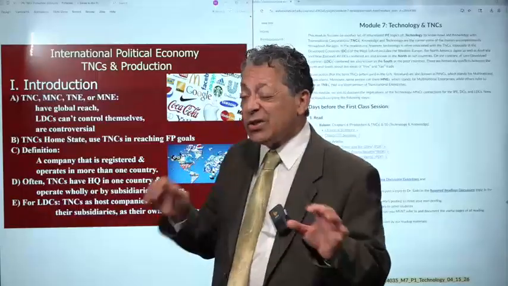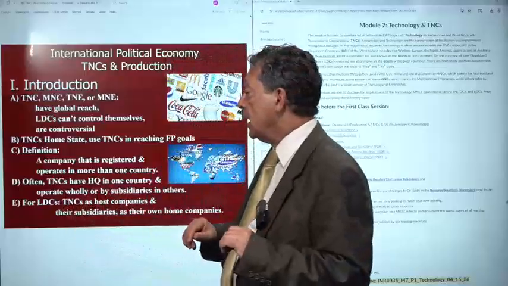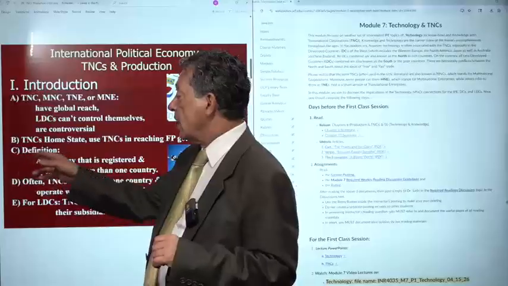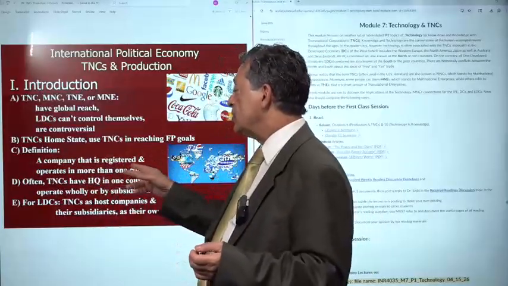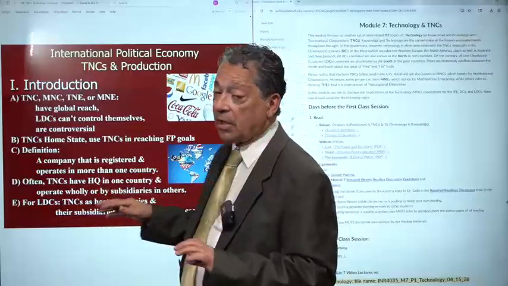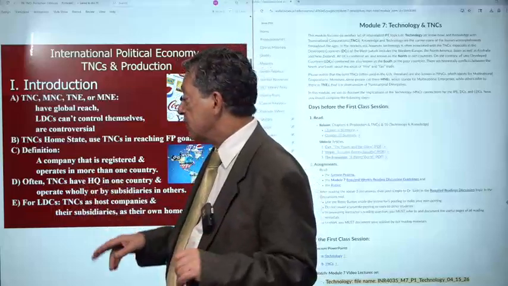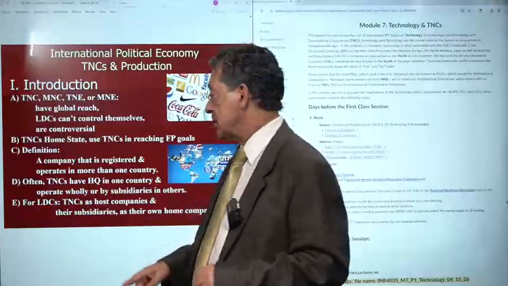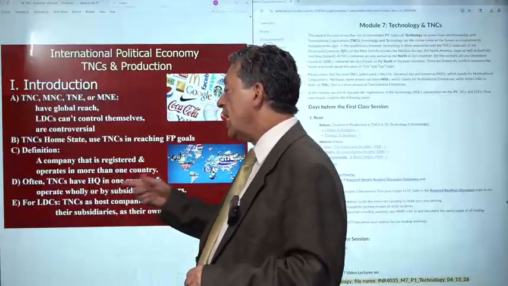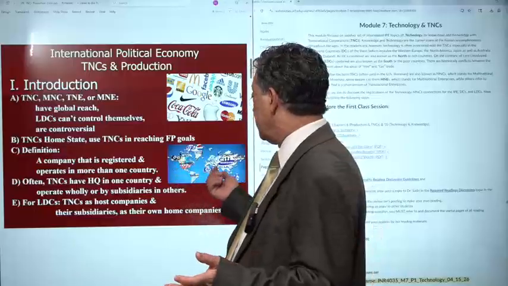Okay, so there is a connection between those TNCs and the home country, and they use the benefit of that. Of course, again, I put the definition: a company that is registered and operates in more than one country. That would be a good one to remember. Very basic, right to the point, covers everything. Often the TNCs have an HQ, headquarters, in one country and operate wholly by what? Subsidiaries in others. That's also very, very important.